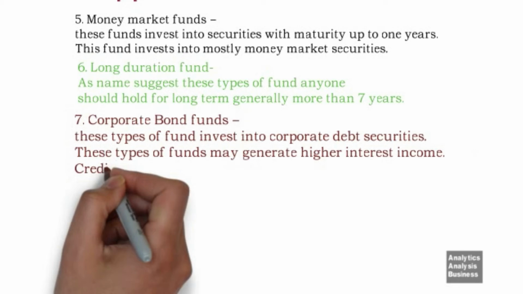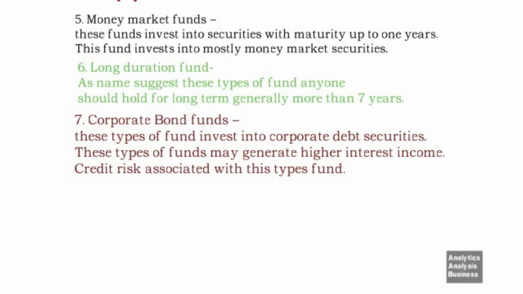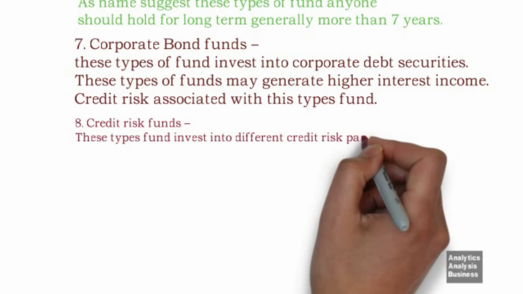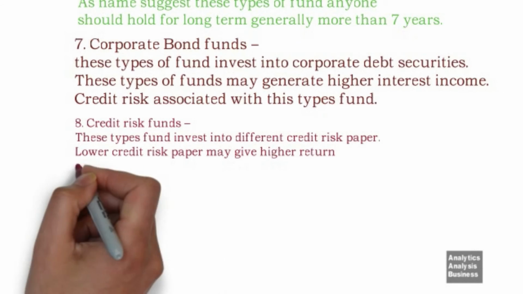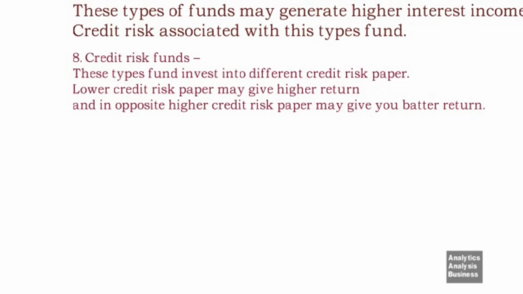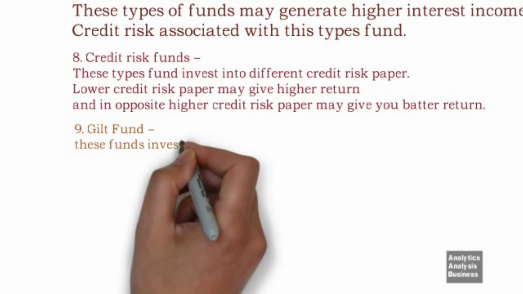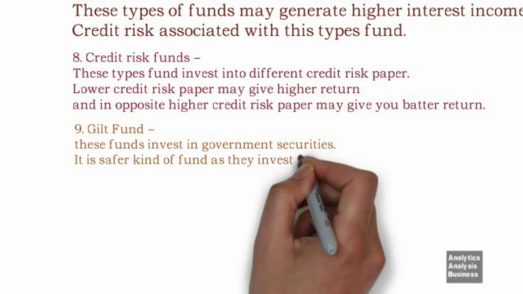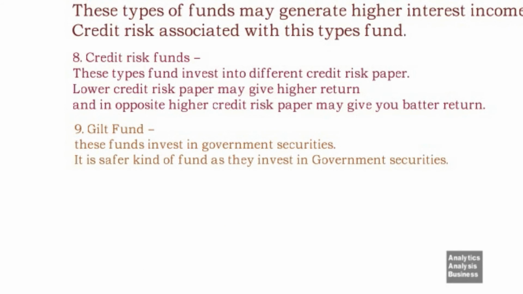There is credit risk associated with this type of fund. 8. Credit risk funds. These types of funds invest in different credit risk papers. Lower credit risk paper may give lower return, and in the opposite, higher credit risk paper may give you better return. 9. Gilt funds. These funds invest in government securities. It is a safer kind of fund as they invest in government securities.